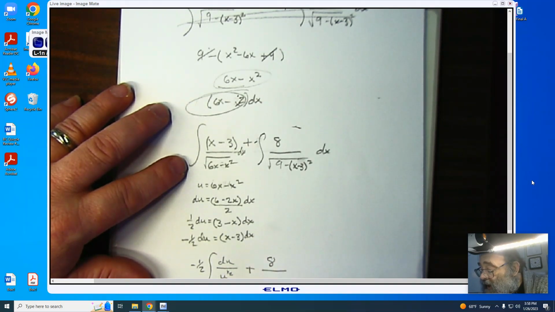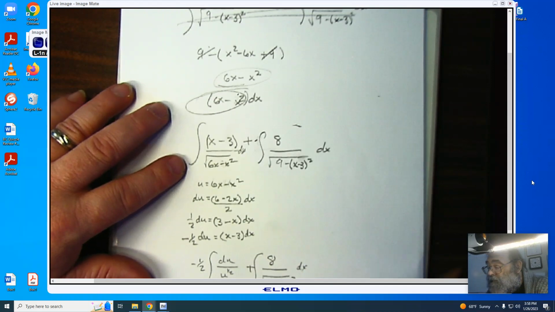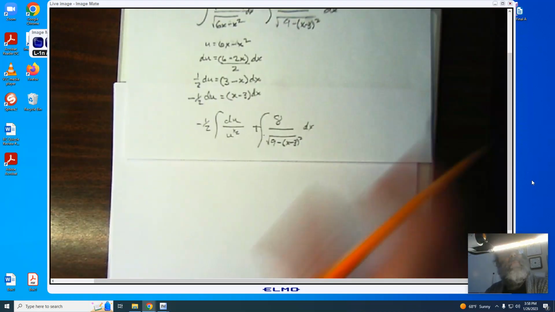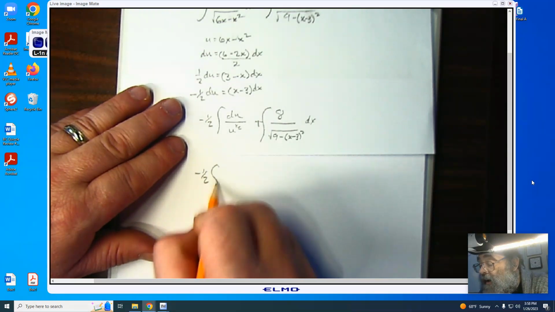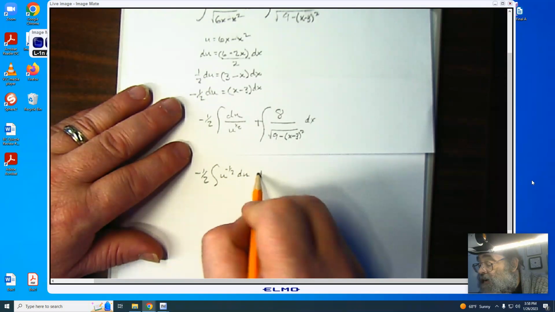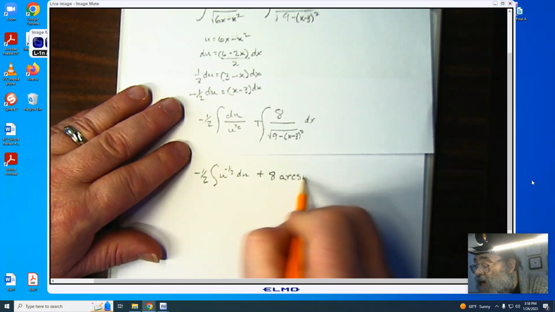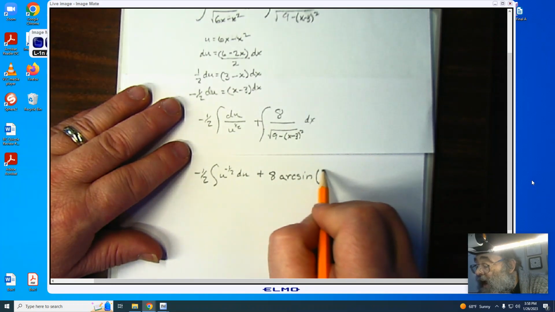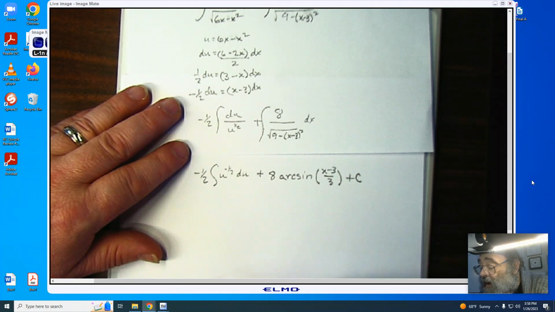Now, since this one is set up as our arc sine, I should be able to use arc sine without any difficulty. Let me go ahead and keep going here. This is going to give me negative 1/2, the integration of u to the minus 1/2 du. This is going to turn out to be 8 arc sine of x minus 3 over 3 plus c.